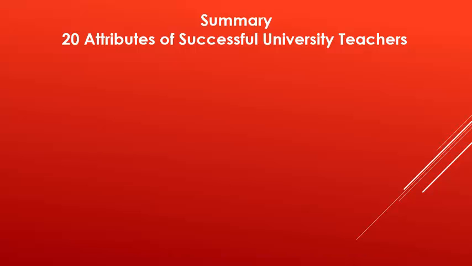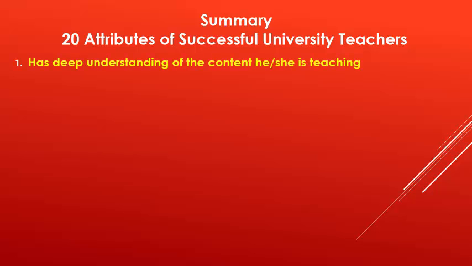Now to summarize our findings. We have come up with 20 attributes of successful university teachers. There can be more, but these are the 20 that came out of our survey. The first, and not in any particular order, is that the successful university teacher has deep understanding of the content of what he or she is teaching. Ore brought this up very strongly, so also the teachers that we surveyed. Second, the successful university teacher is warm, accessible, enthusiastic, and caring. All of the people that were surveyed emphasized these attributes.